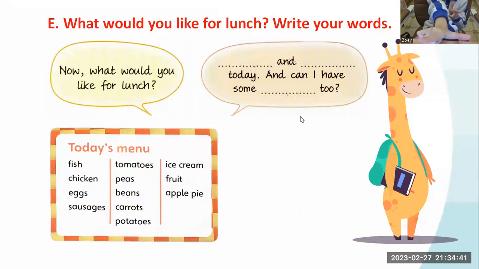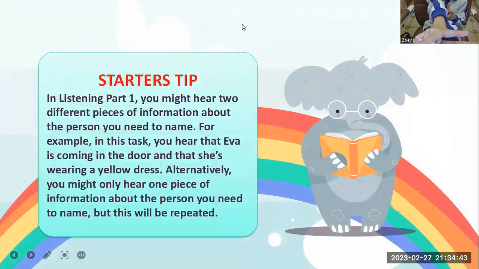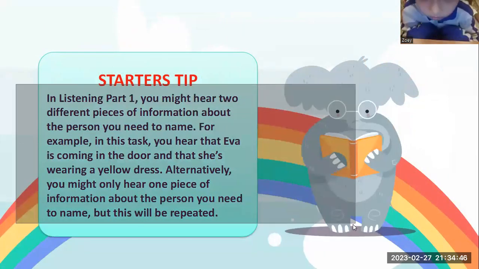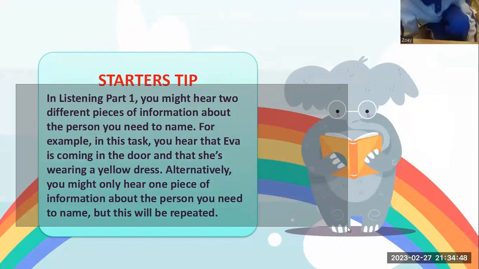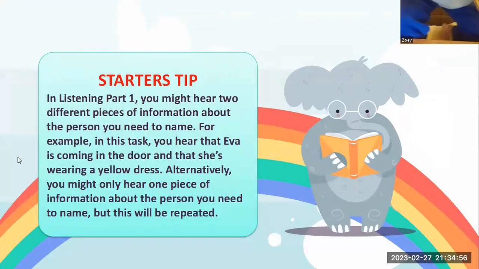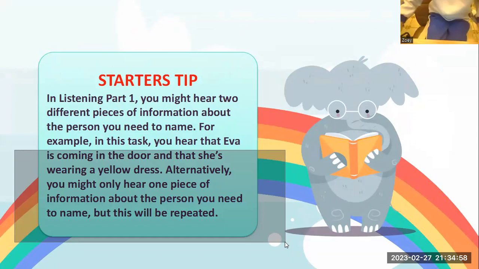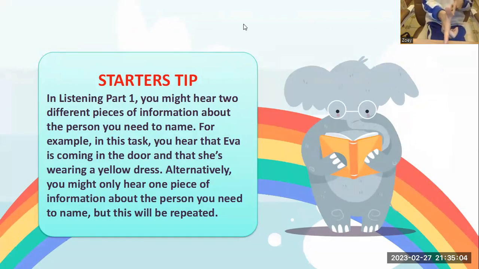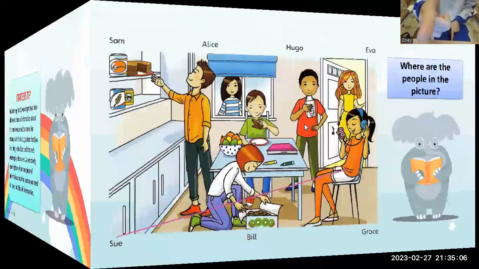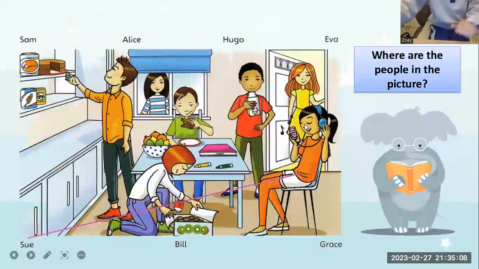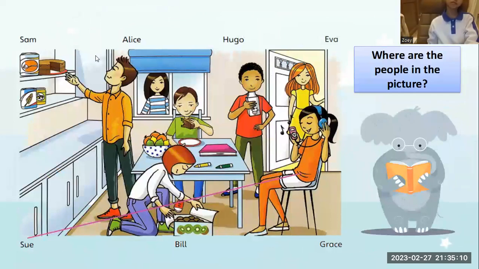Okay, so for that one, I'm going to give you 5 out of 5. Okay, since we still have time, Zoey, in listening part one, you might hear 2 different pieces of information about the person you need to name. For example, in this task, you hear that Eva is coming in the door and that she's wearing a yellow dress. Alternatively, you might only hear 1 piece of information about the person you need to name, but this will be repeated.